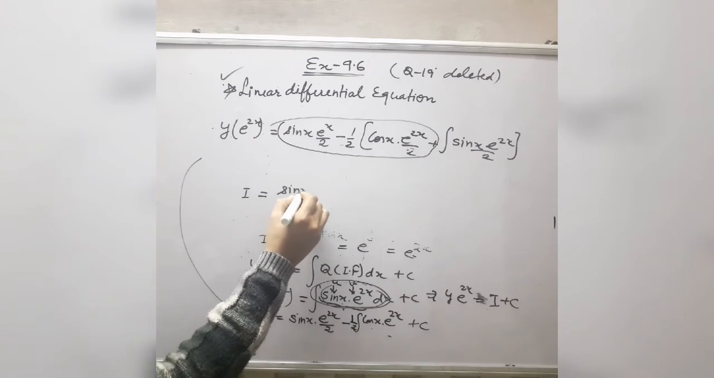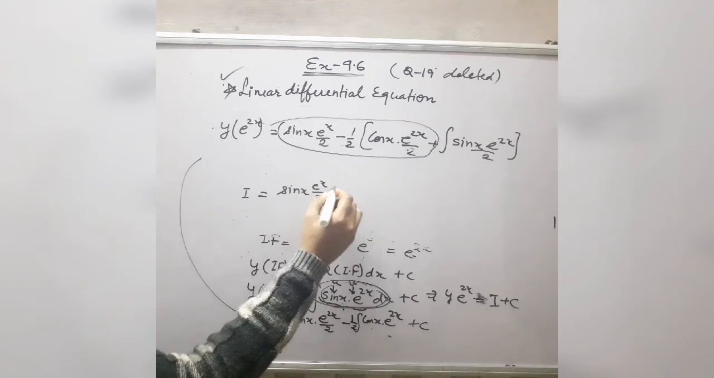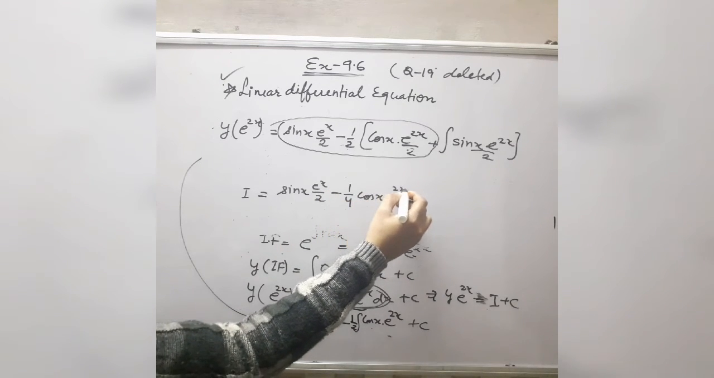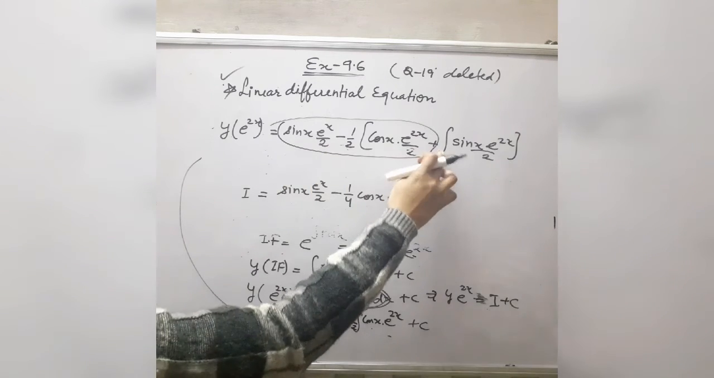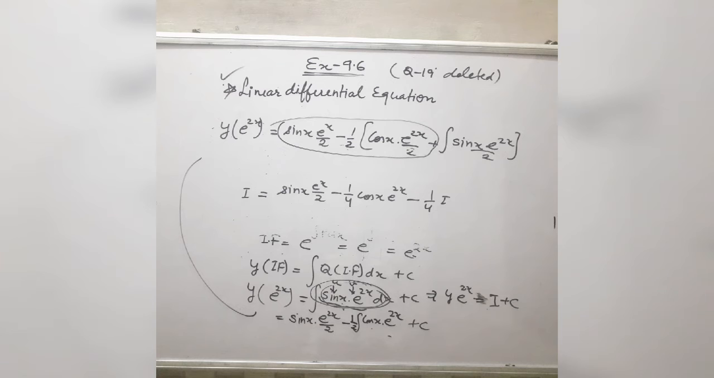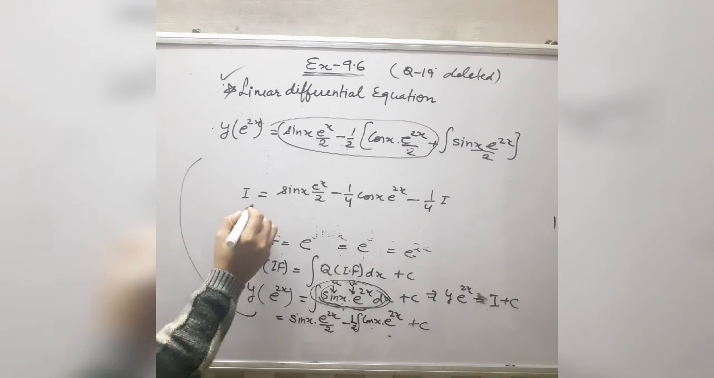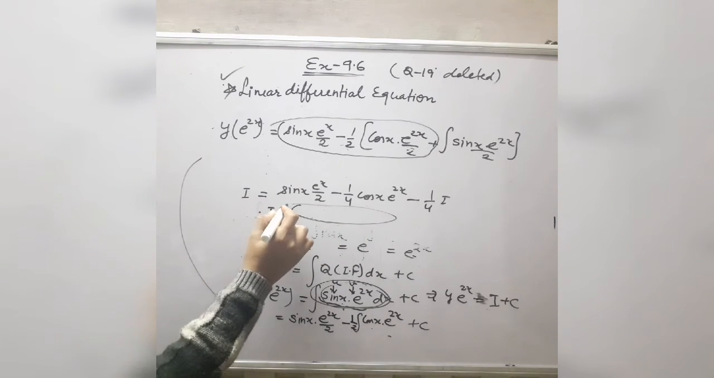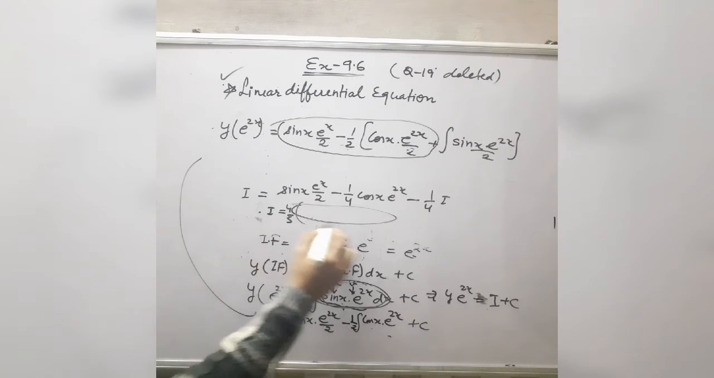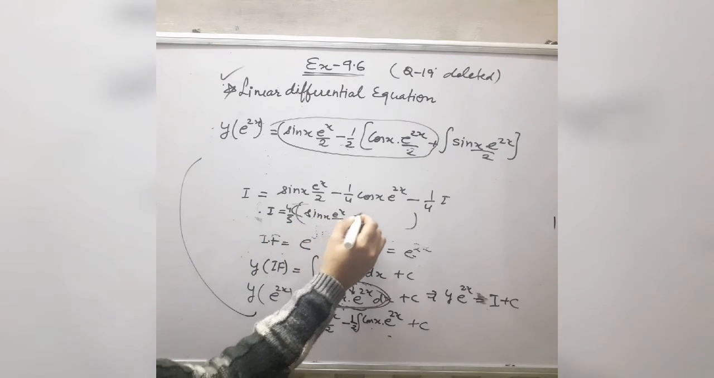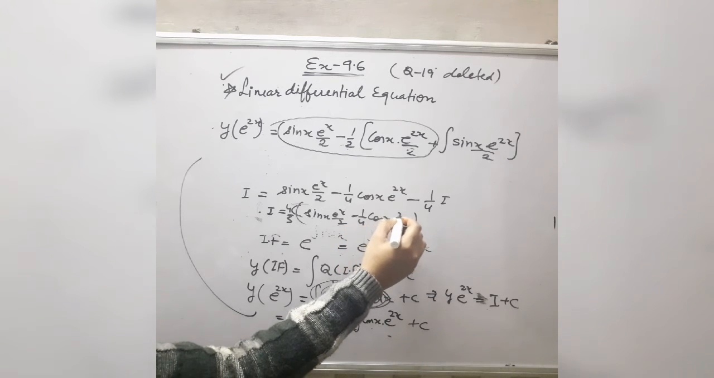So sin x e raised to power x by 2 minus half into half, it becomes 1 by 4 cos x e raised to power 2x. This minus 1 by 2 into 1 by 2, it becomes 1 by 4 I, and this 1 by 4 I when it comes on this side, it becomes I plus 1 by 4 I, which is 5 by 4 I. When you shift this 5 by 4 on this side, it becomes 4 by 5 into sin x e raised to power x by 2 minus 1 by 4 cos x e raised to power 2x.